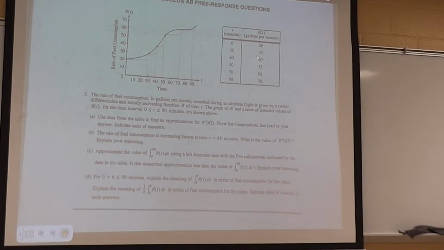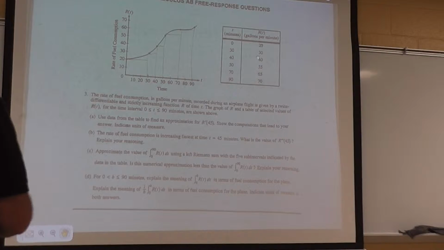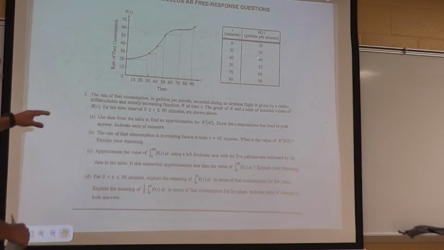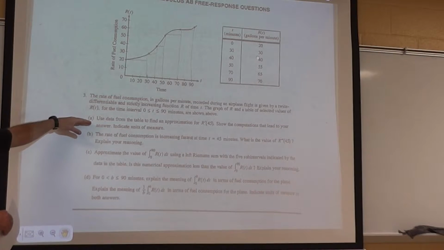All right, we're back, and we are going to talk about our question 3 here. Scoring guidelines are as follows. Part A. What do we have to do to get an approximation for R prime of 45?